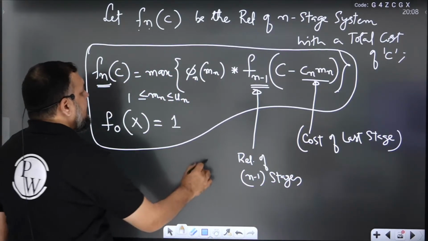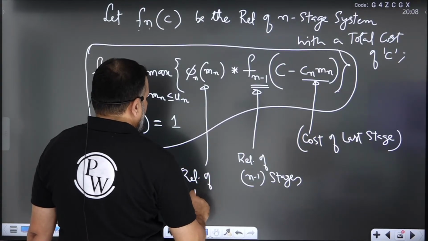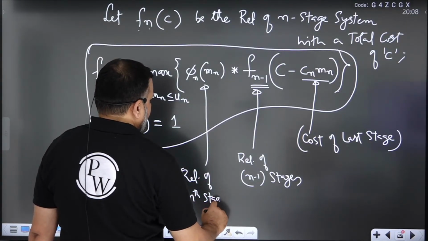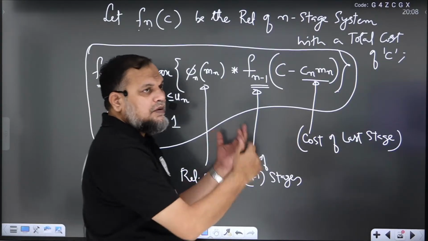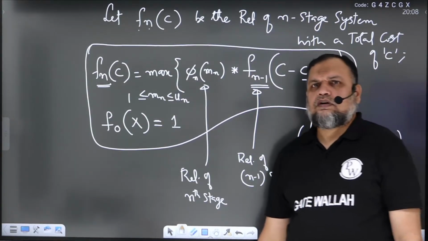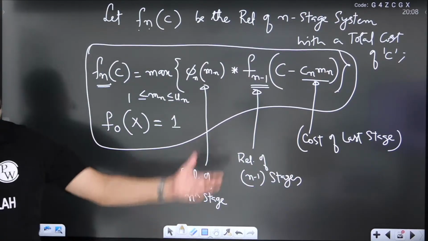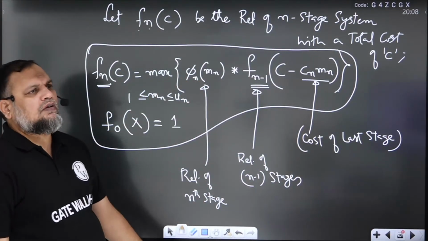This is reliability of nth stage based on optimality structure. So this is the paradigm for solving problems based on this. Using some data, you can use this equation and get the result as we have done for the previous problems.